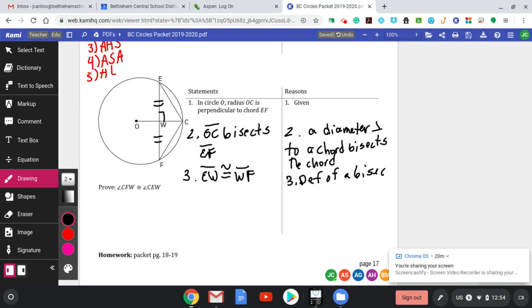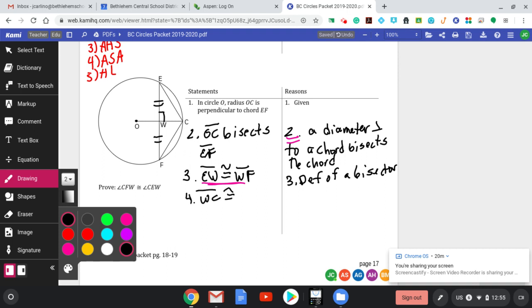All right, quickly here before we move on. You cannot use that statement with that reason. The theorem says the chord is getting bisected. It doesn't say the two pieces are equal. All right, so you cannot use that statement with that reason at all. Okay, the theorem says the chord is getting bisected, so that's what I wrote in number 2. All right, what else can we have? Well, we got good old WC equal to itself, right? That's reflexive.